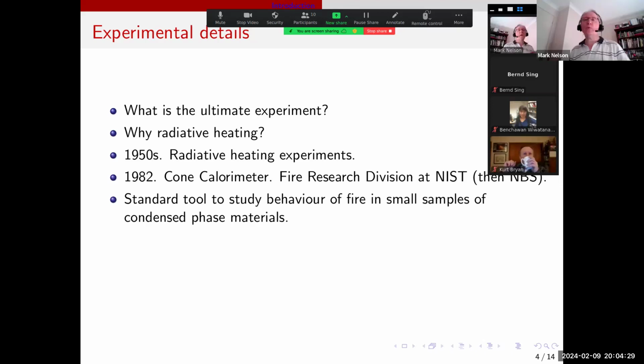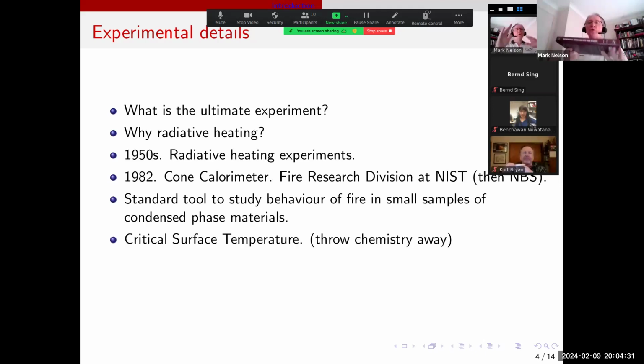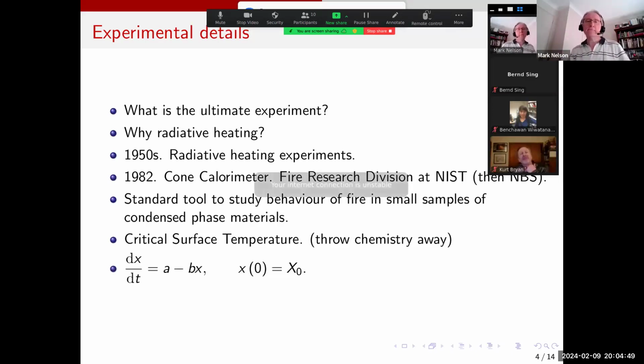Complicated as you like. You can put more physics into it and more chemistry into it. You can get very complicated models, but the simplest model is to ignore all the chemistry and to assume that your material is chemically inert until it reaches a critical surface temperature and then it ignites. So here's our equation. This is the equation we need our students to be able to solve.